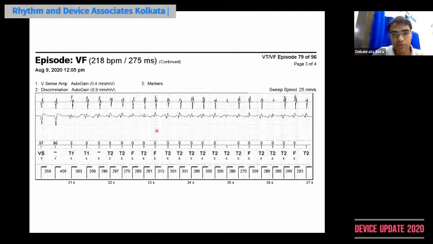The QRS morphology, even if you don't look at the match, from the morphology itself, you see this was completely negative and now it is looking like an RBBB. So 9 out of 10 times it will be a ventricular tachycardia unless proven otherwise. Very rarely it can be aberrancy, rate related aberrancy, but just don't think about the rare situation. Let's talk about the common situation.